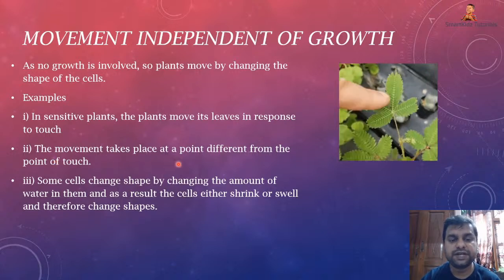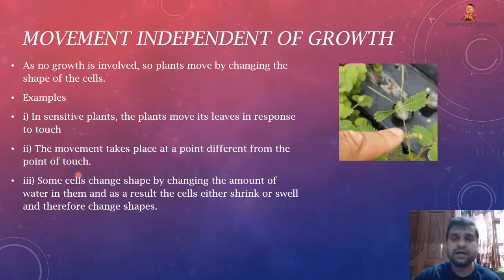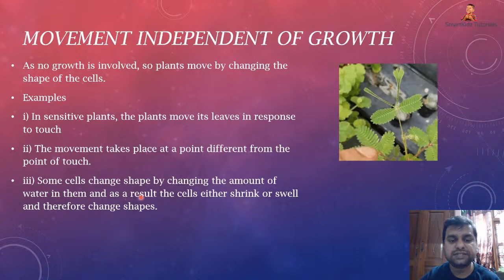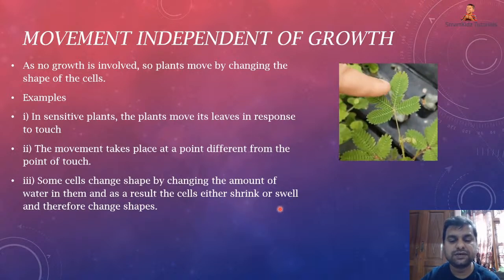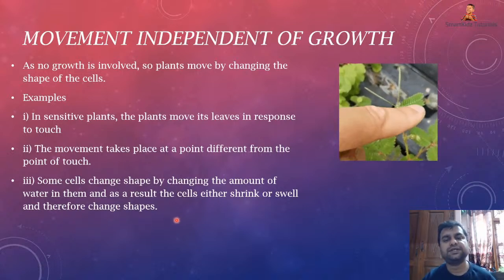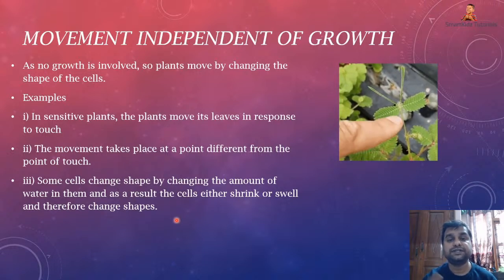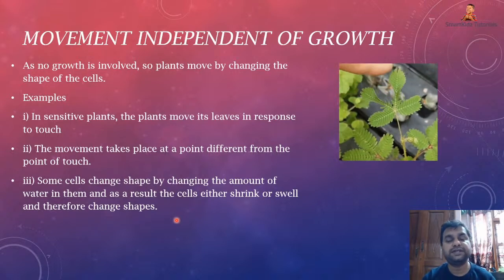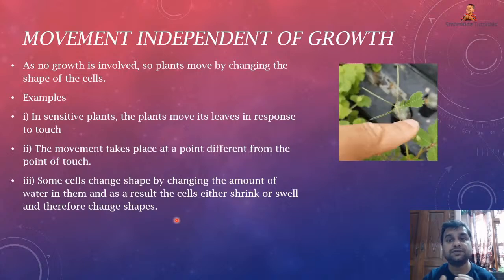Next, the movement takes place at a point different from the point of touch. So the action is somewhere else, and the action is felt somewhere else. Then some cells change by changing the amount of water in them. As a result, the cells either shrink or swell, and therefore change shape. This we see in the case of stomata: water is released through the stomata and it shrinks, and sometimes it takes in water and swells, and accordingly the exchange of gases is also regulated.